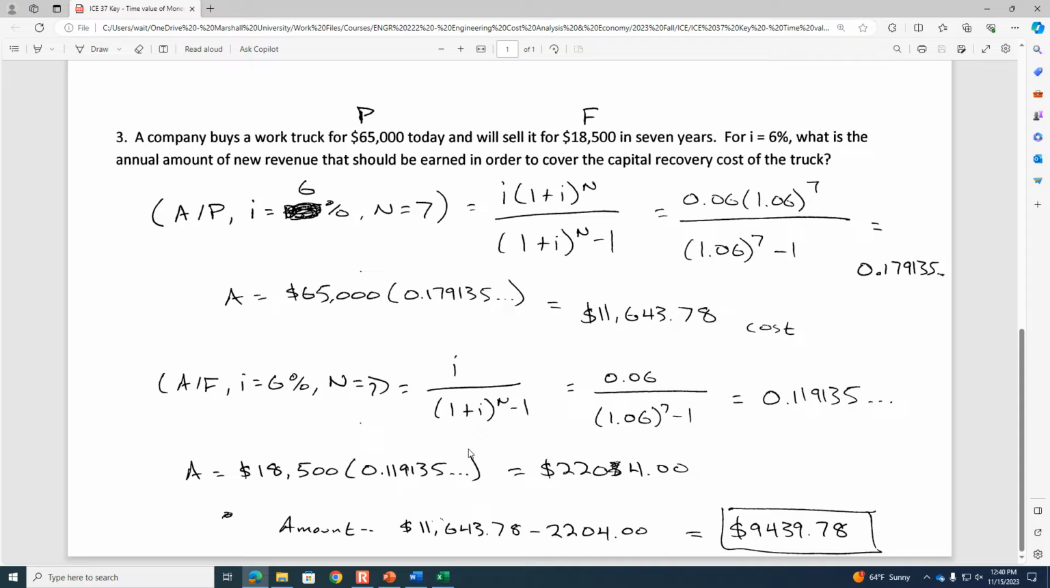$9,439.78 is the annual cost of ownership, and so then that is how much new revenue that you should make each month to justify that vehicle purchase. If you can't make at least that much additional revenue, then the purchase that motivated it is not justified.